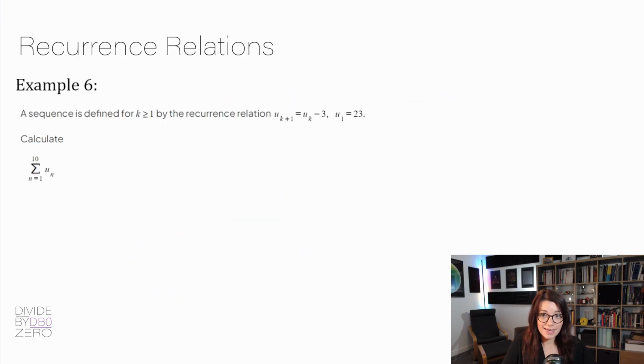And that's it. Next idea I want to talk about is recurrence relations. Again, I'll talk through this via an example. So in example 6 here, it says a sequence is defined for k is greater than or equal to 1 by the recurrence relation u(k+1) equals uk minus 3 and u1 equals 23. The question itself uses sigma notation again, but first let's think about what a recurrence relation is. So in a recurrence relation, the u(k+1) is referring to the next term in the sequence. The uk is referring to the previous term. u1 is your first term.